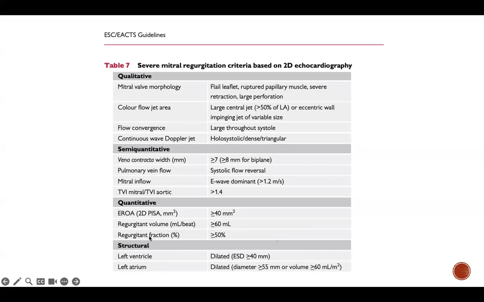And then, as a consequence of the mitral regurgitation, if you have a dilated left ventricle, this is not by itself enough to say severe mitral regurgitation, but it gives you a clue, in addition to your other information, that you might have severe mitral regurgitation as well.